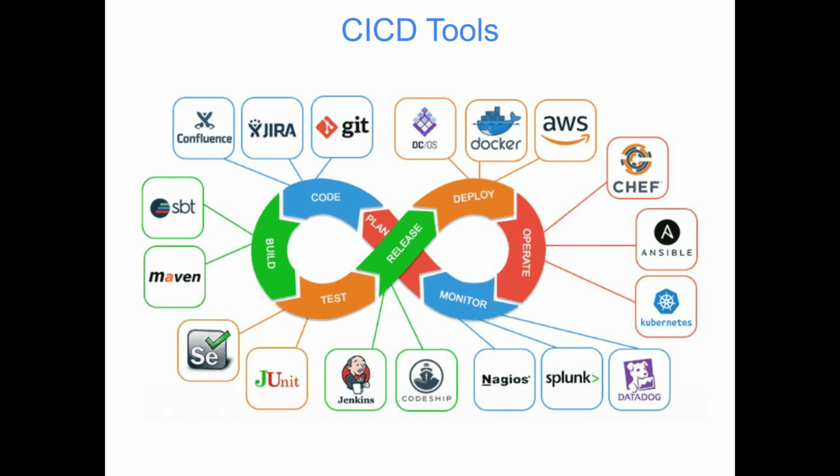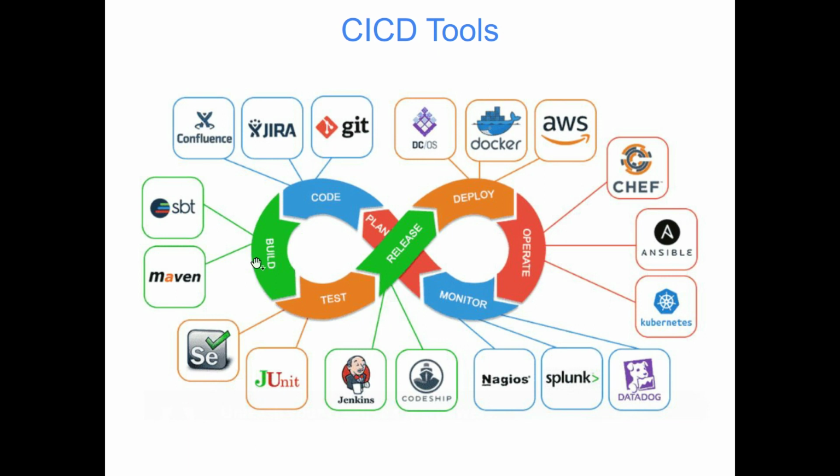Okay, so you can see here, if I talk about the coding part, Git is there, Jira is there, and Confluence is there. These three are definitely not AWS services. These are third party services providing the code related services. We will be using Git. I will show you shortly.